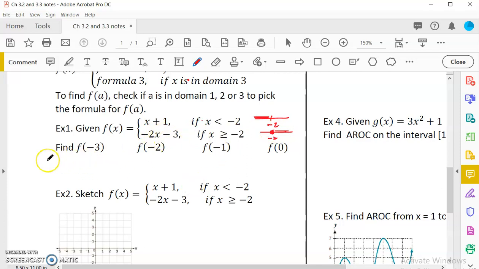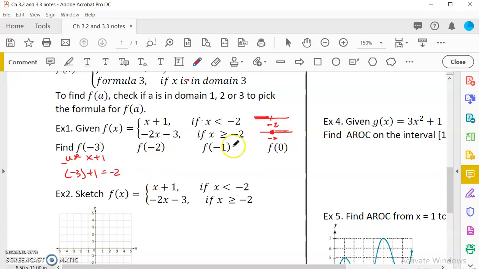So let's look at f of negative 3. Where is my negative 3 located? Negative 3 is here, right? It's not on here. It's on the first formula. So I would use x plus 1. So x is the input, so it would be negative 3 plus 1, equal to negative 2.